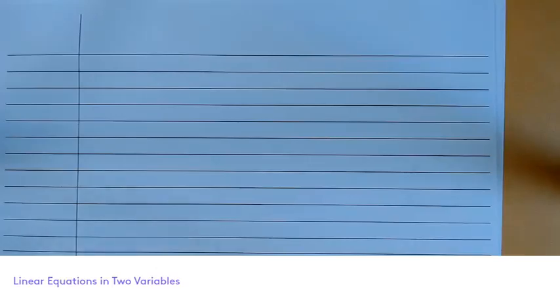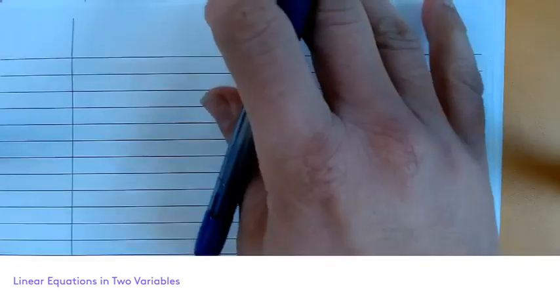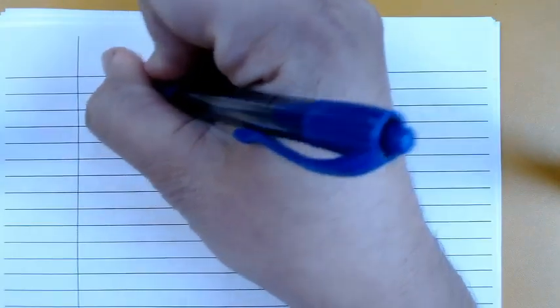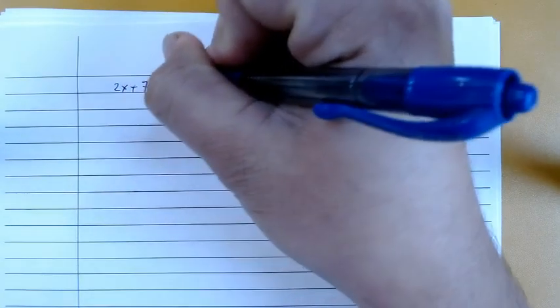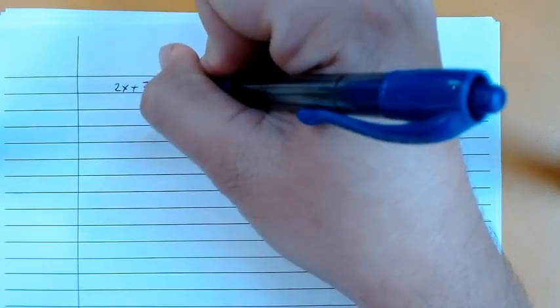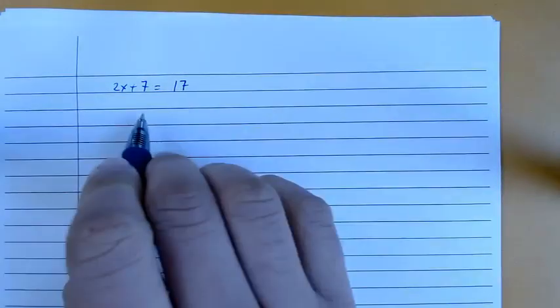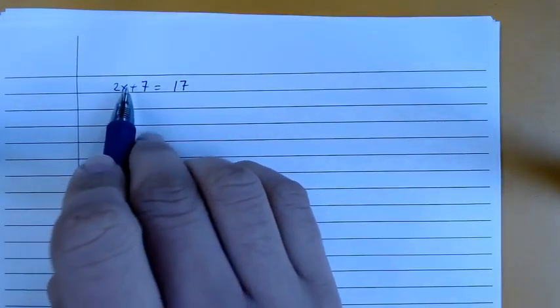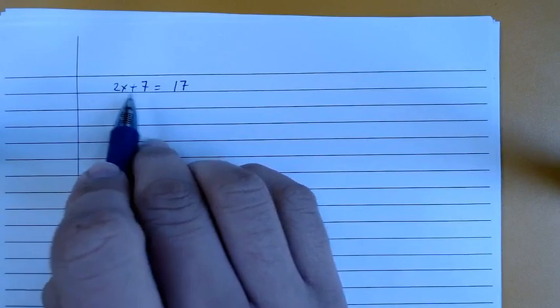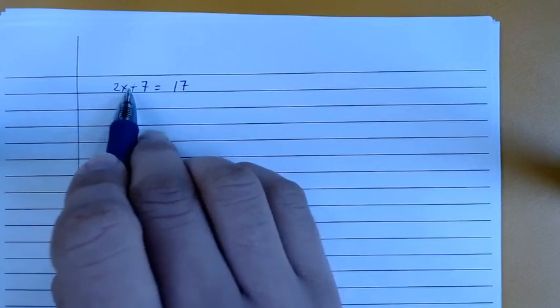Let's take a look now at linear equations in two variables. Oftentimes, whenever you look at a linear equation, it involves a single variable. Something like 2x plus 7 is equal to, let's say, 17. In this case, you have a single solution to your linear equation because you can isolate your variable x.